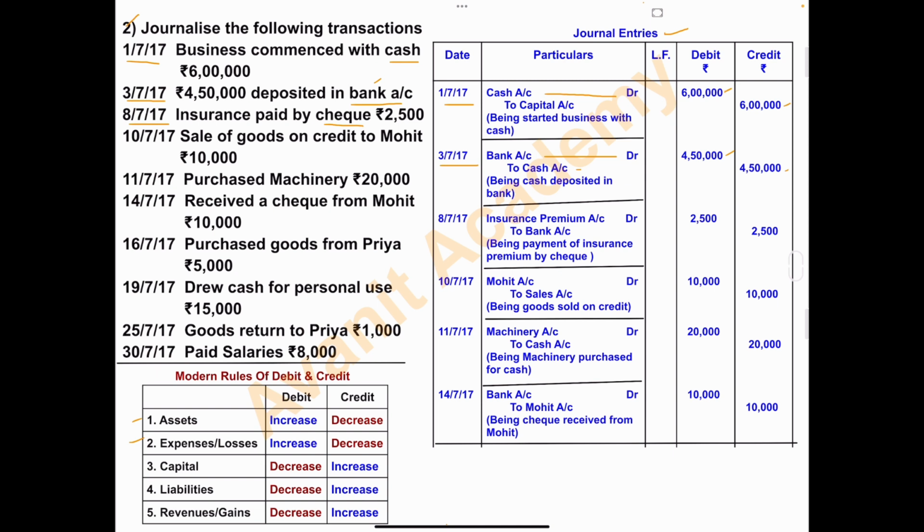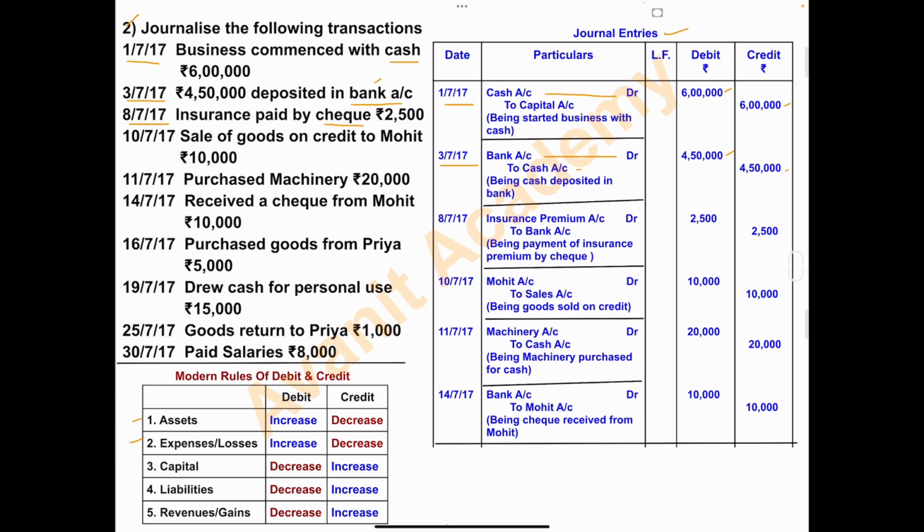So in third transaction, we have to prepare two accounts. Number one is insurance premium account or insurance account. And it is a expenses. So increase in expenses is to be debited. So insurance premium account, what should we do? Debit. And which other account comes? Bank. Why do we have to take bank account? Because the insurance is paid by check.